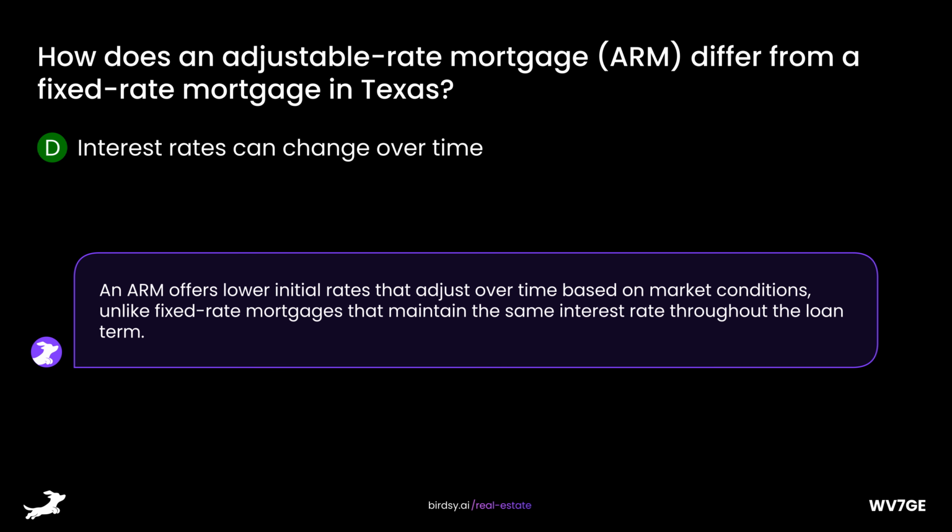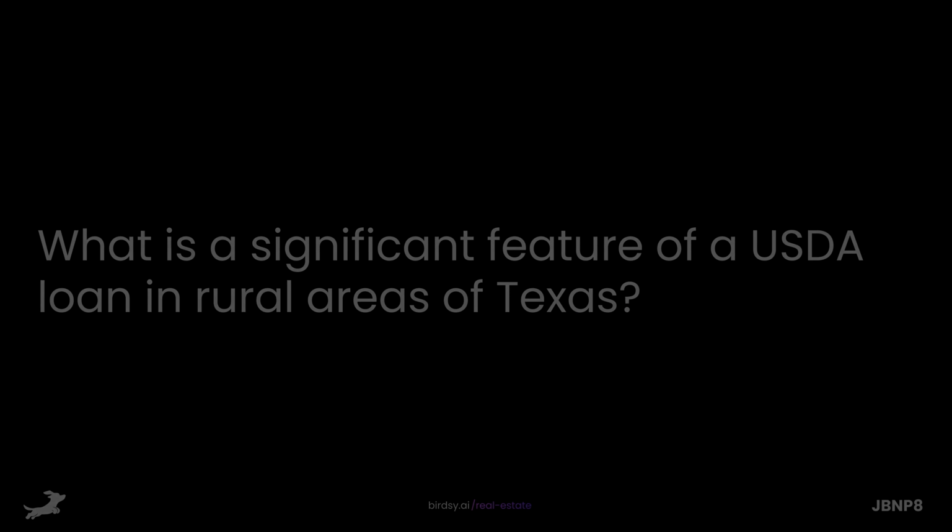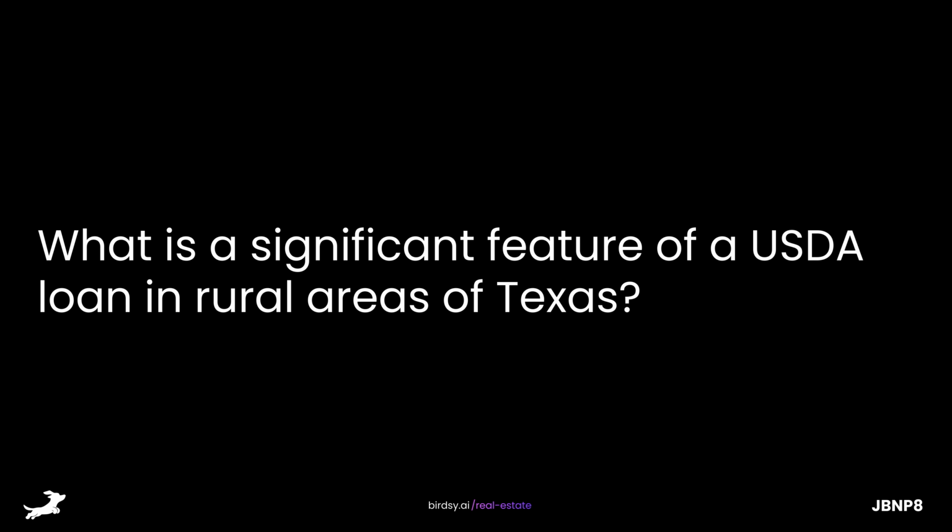An ARM offers lower initial rates that adjust over time based on market conditions, unlike fixed-rate mortgages that maintain the same interest rate throughout the loan term. What is a significant feature of a USDA loan in rural areas of Texas?